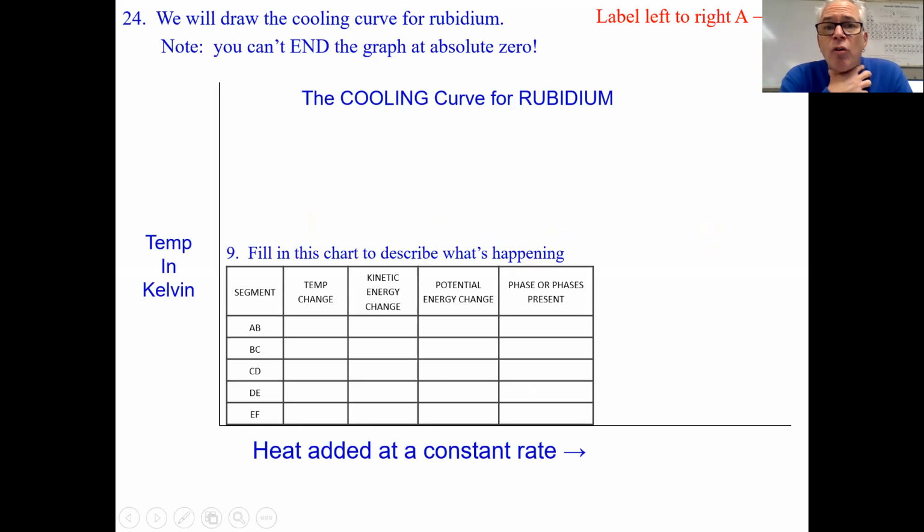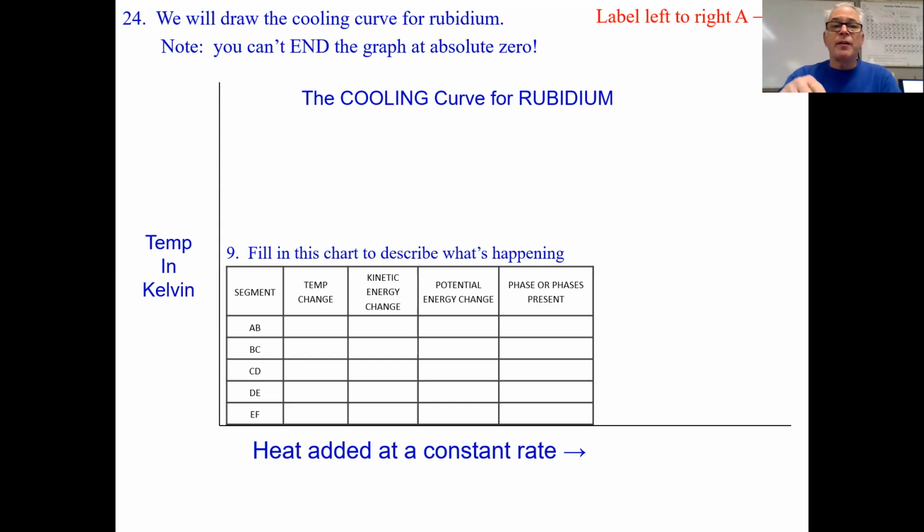So it says here we're going to draw what's called the cooling curve for rubidium. Now, rubidium is an element on the periodic table. We're going to need to get out Table S because there's some numbers that we're going to have to get. Cooling curve is a title. The temperature scale is on the y-axis. Rubidium is element 37. It has a melting point of 312 Kelvin and 961 Kelvin is the boiling point.